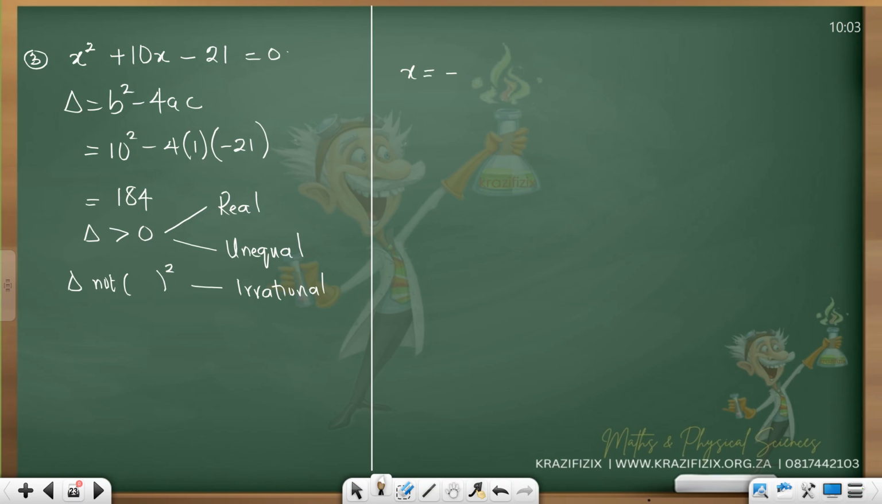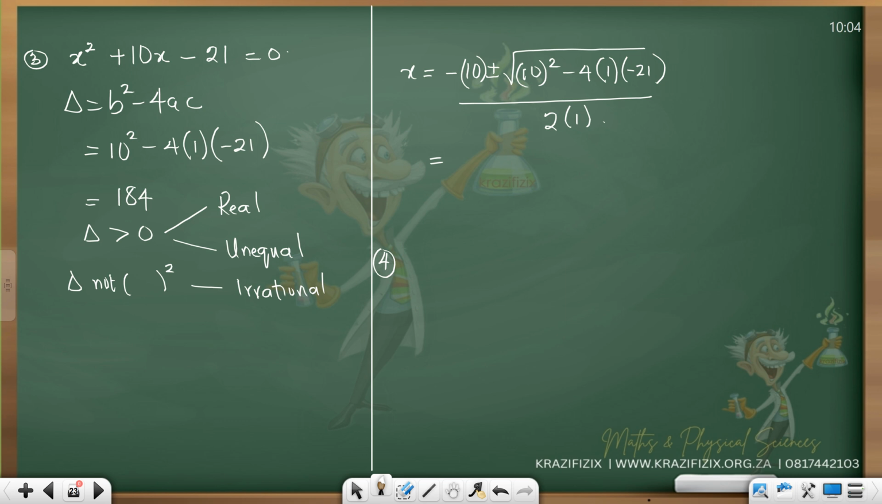Let's look at real exam questions now. Now that we understand, let's see how examiners are going to ask us. Minus b, 10 squared minus 4ac, over 2 times 1. Quickly do that for me, then I want to give you one more. Somebody please give me answers rounded off to 2 decimal places for the first one, and then we check the second one quickly.